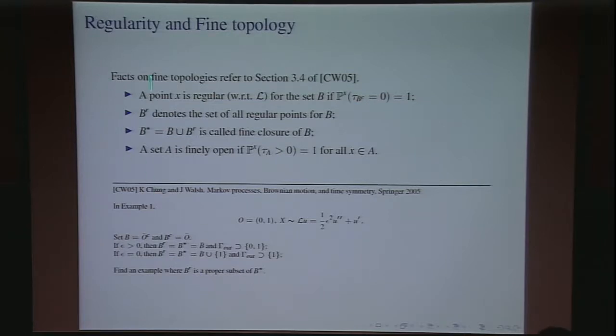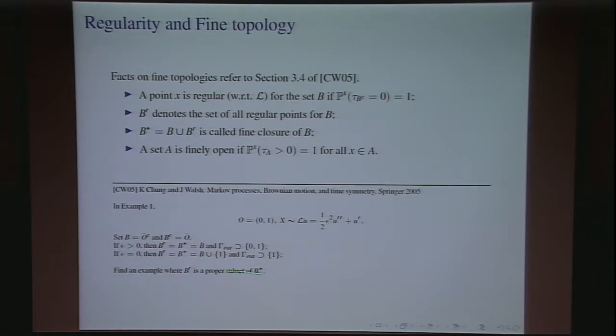So let's explain it. That's the fine topology, a kind of topology. Every time you want to define a certain topology, it's sufficient to define all the open sets. So finally, we come up with what we mean by fine open set. First, X is regular. We define X is regular for the set B if the probability of X, tau B complement, equals 0 equals 1.